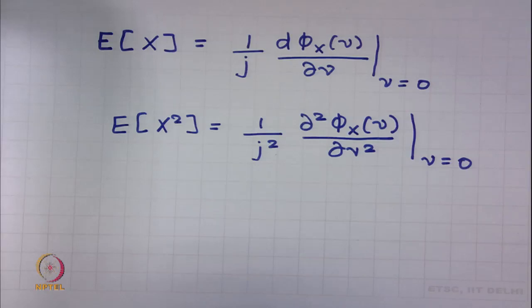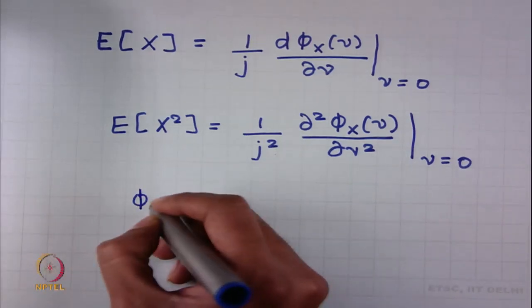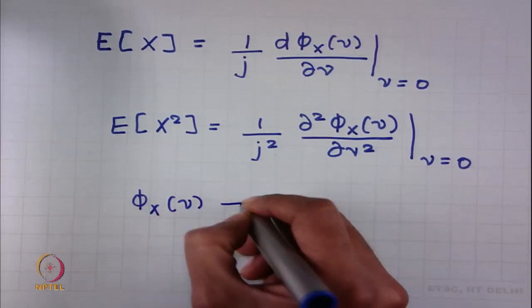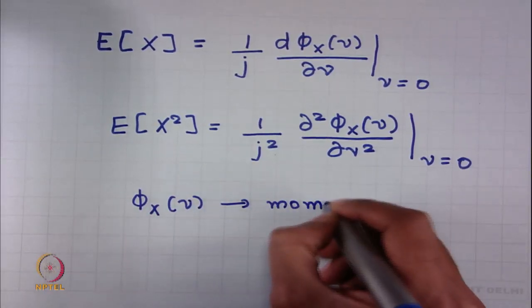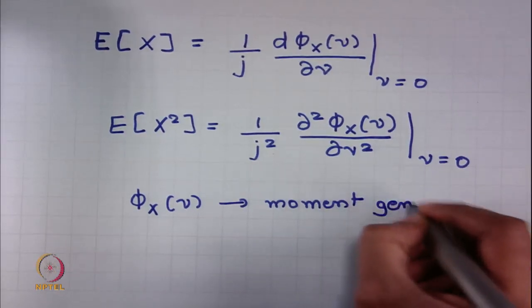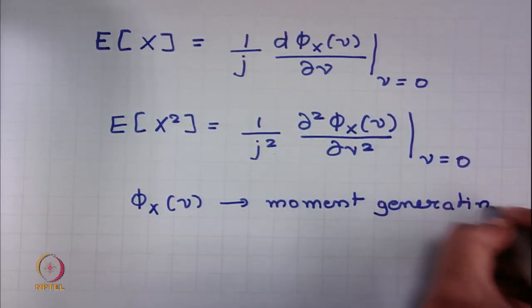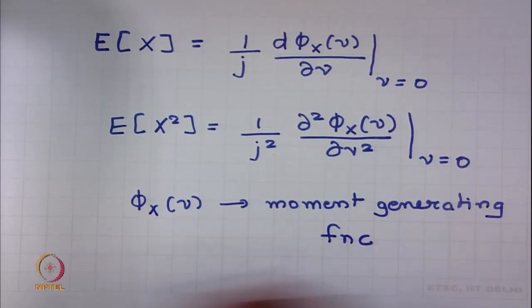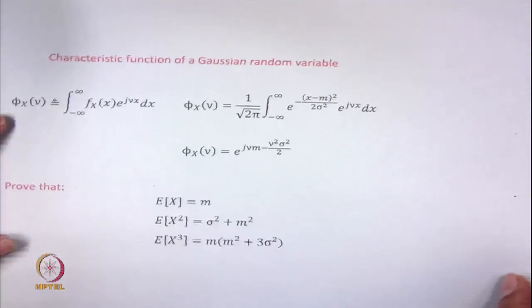this characteristic function. So, if I am given the characteristic function of a random variable, I can generate all its moments, and that is why this characteristic function is also known as the moment generating function. And this is very useful, because by using this I can derive all moments of a given random variable. So, let us now see one example where I will use this characteristic function.